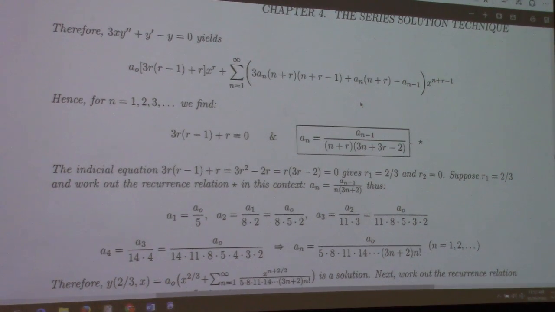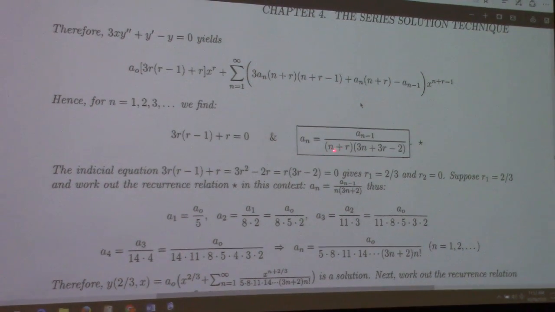If we use 2/3, this becomes a sub n is equal to a sub n minus 1 over, so let's see here. What happens with 2/3? I get n plus 2/3, that's going to be this term. And then this here gives me what? I guess I just have to write it out if you guys want me to. Probably would be good for me to do that. Let me do that one.